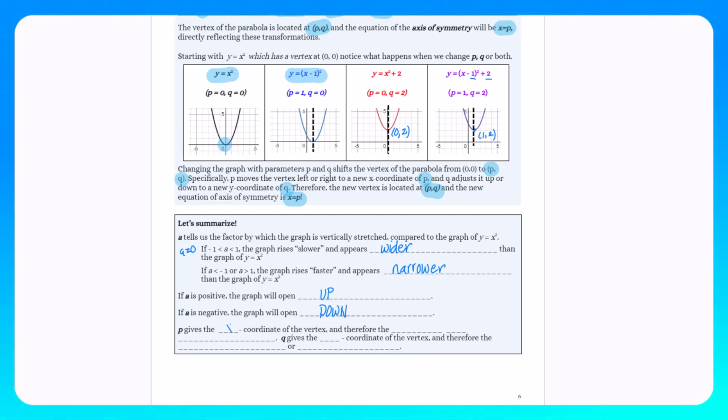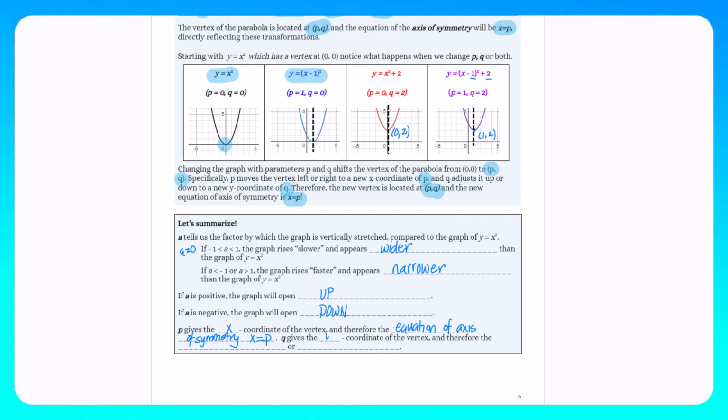P gives the x-coordinate of the vertex, and therefore the equation of the axis of symmetry. I hope you got that one. If you put that, that's great. Equation of axis of symmetry. And if you said x equals P, that's cool too.